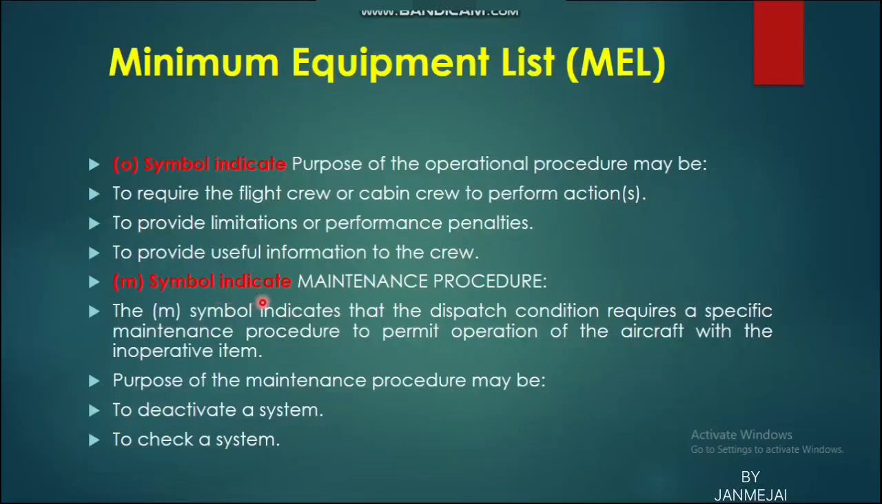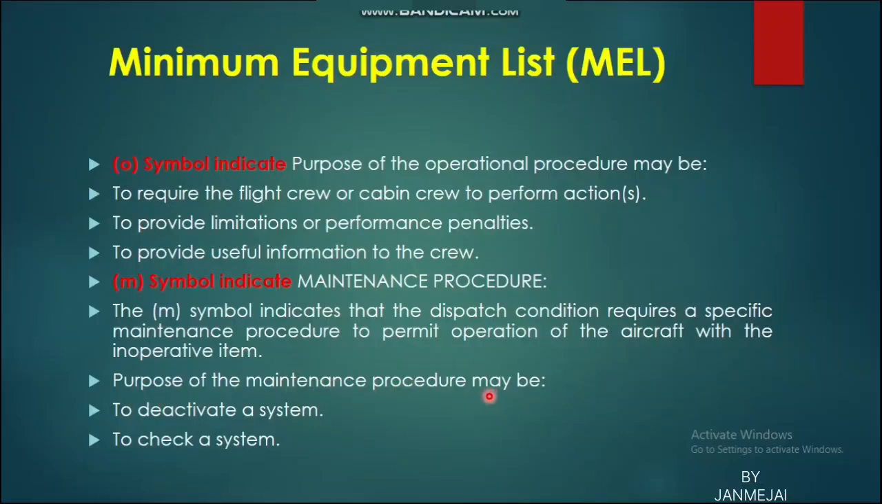If we talk about the M symbol, maintenance procedure, the M symbol indicates that the dispatch condition requires a specific maintenance procedure to permit operation of the aircraft with the inoperative item. So whenever M is there, definitely there is a maintenance action. You have to refer to that particular AMM. Maybe there is a deactivation task, maybe some action is required, some BITE test is required before each flight or first flight of the day. That criteria will be mentioned in the AMM.